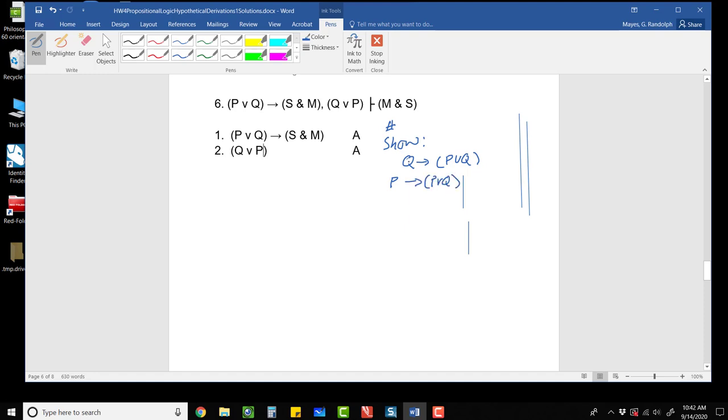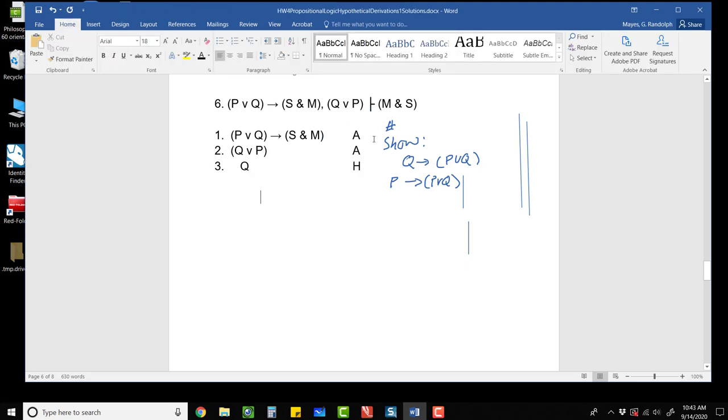So if you can show if Q, then P or Q, and you can show if P, then P or Q, then you will have demonstrated P or Q by, again, disjunction elimination. And then you'll have P or Q, which you can feed into this conditional, get your S and M, and then rearrange it to get M and S. Okay? So you should be able to do this proof now, having been told that. Please do it before you watch the quick demonstration of it.